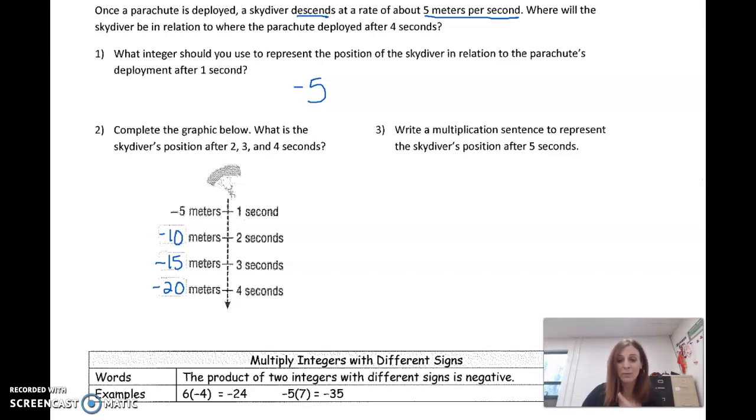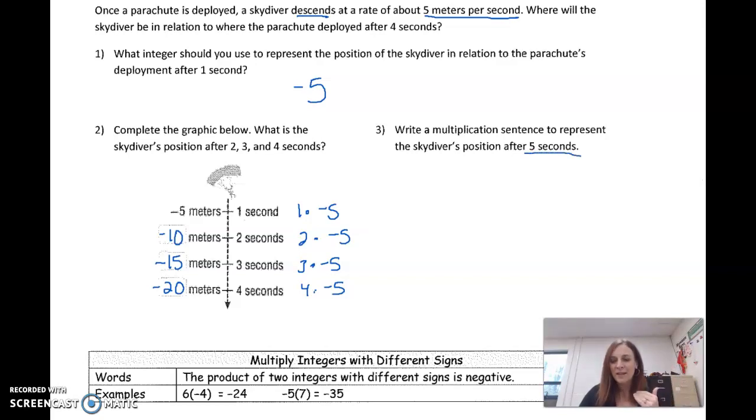But before we get to the answer here, notice what we're doing. I'm taking 1 second and multiplying it by negative 5. Taking 2 seconds, 2 seconds times a negative 5, right? 1 times negative 5 is negative 5. 2 times negative 5, 3 times negative 5, 4 times negative 5. Because we know 4 times 5 is 20, 3 times 5 is 15. And then it's that dropping.